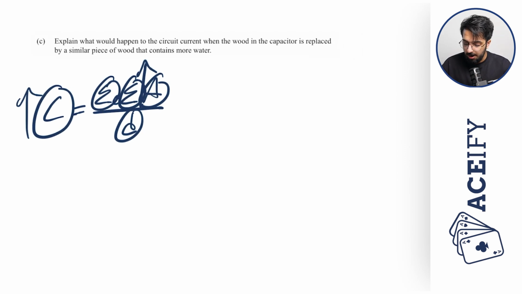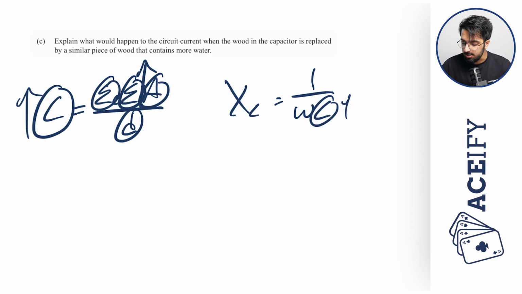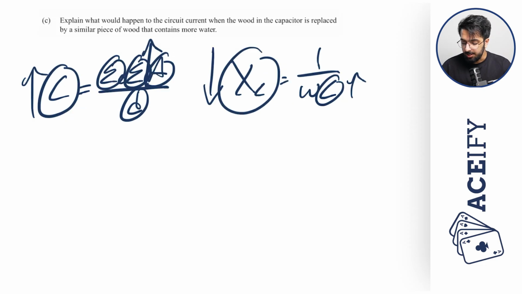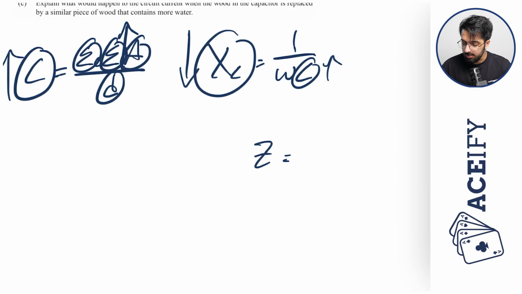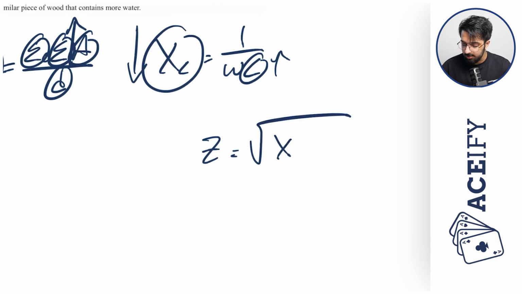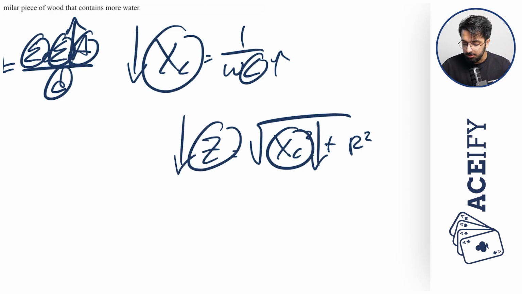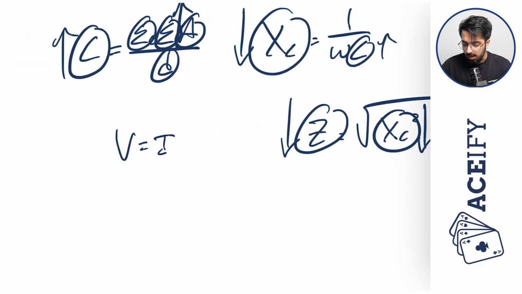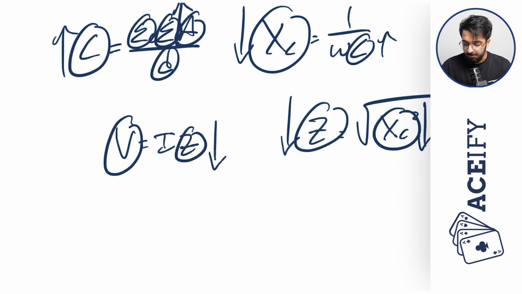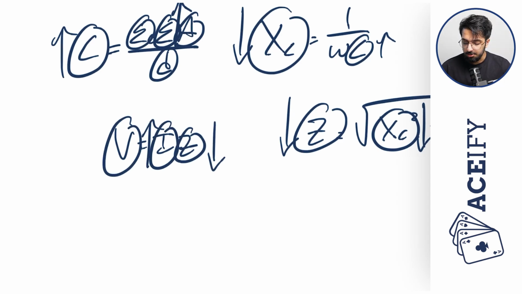And so because the reactance of our capacitor is equal to 1 over omega multiplied by our capacitance, if our capacitance increases, therefore the reactance of our capacitor will decrease. And so therefore, as our total impedance is equal to the square root of XC squared plus R squared, if the reactance of our capacitor decreases, then the total impedance of our circuit will decrease, and as V is equal to IZ, if our total impedance decreases and our voltage remains the same, therefore our current will increase. And so you can write that in words.